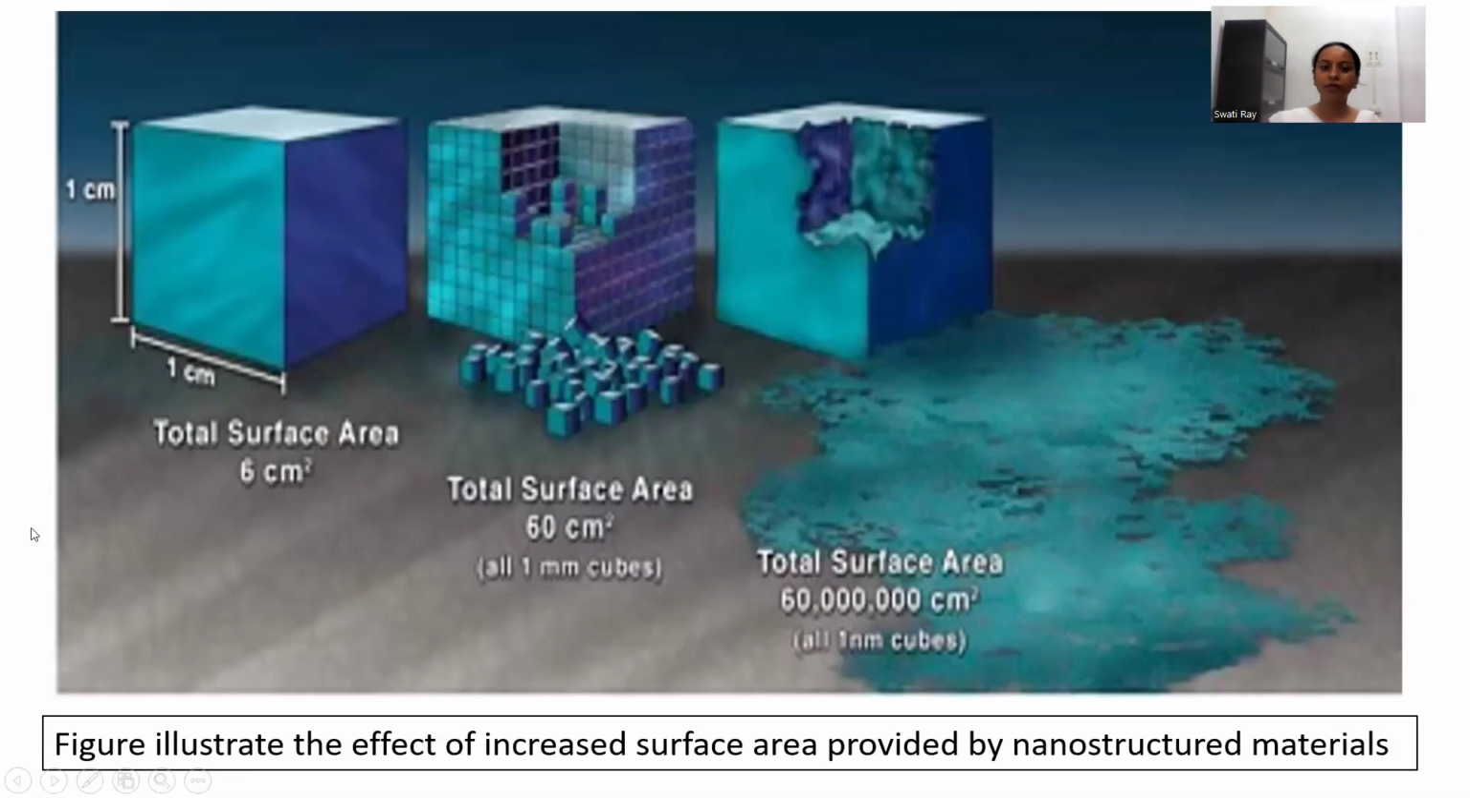For better understanding, this figure illustrates the particle size. As the particle size is reduced, the surface area is increased. As the surface area increases, the reactivity is also increased. So even with a small quantity of molecules, we get a high reactivity at the nanoscale level.